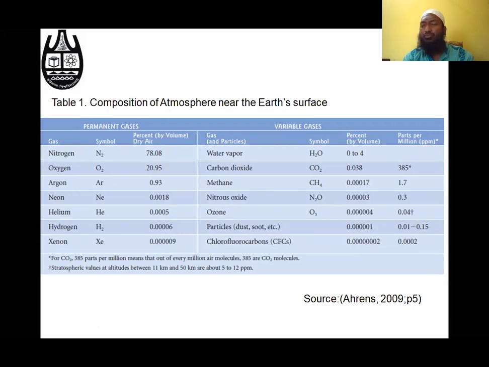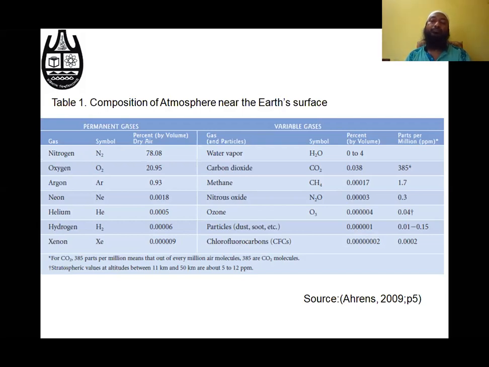It is too tiny. For example, in the case of carbon dioxide, which is the main culprit for climate change, the percentage is very nominal. You can see 0.038%. That means less than 0.1%. But this carbon dioxide is too important for our climate change impact. So we want to focus on this.